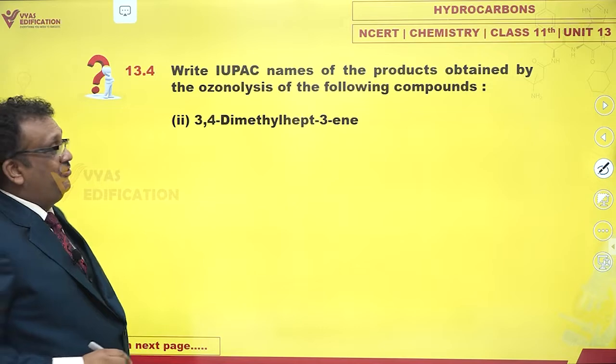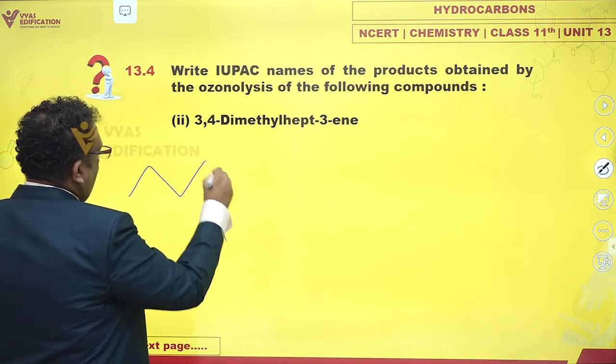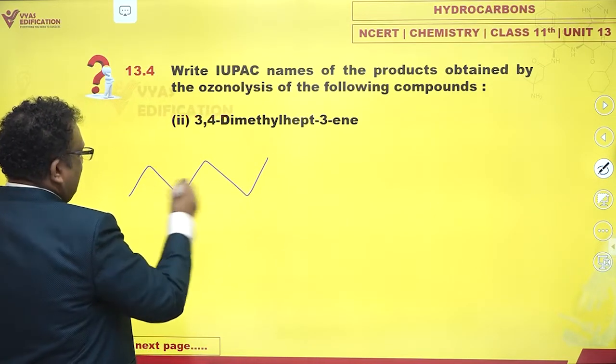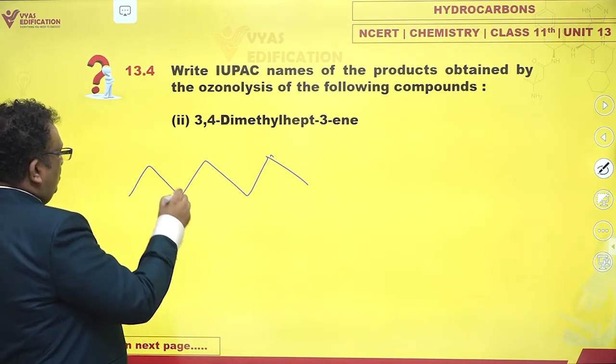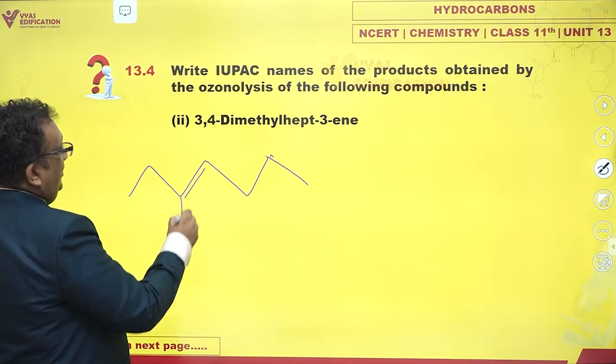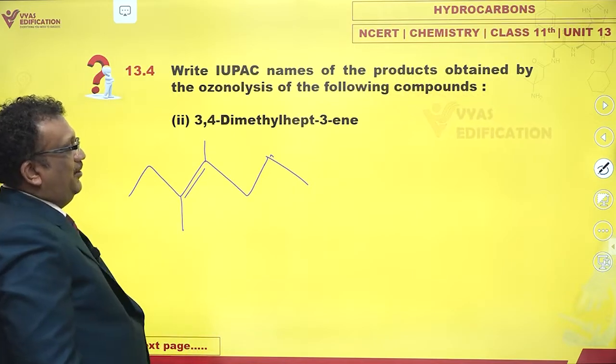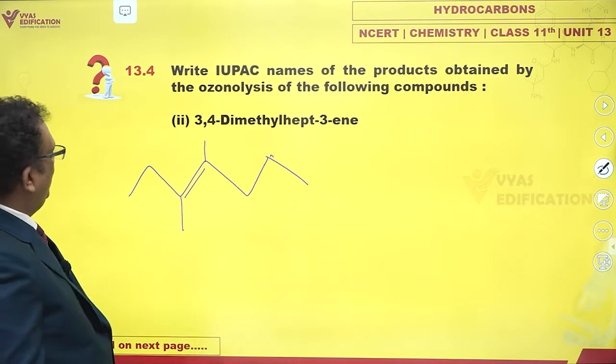The second compound in ozonolysis is 3,4-dimethyl hept-3-ene. 1, 2, 3, 4, 5, 6, 7. This is heptane. 1, 2, 3. 3,4-dimethyl hept-3-ene. This is the compound.